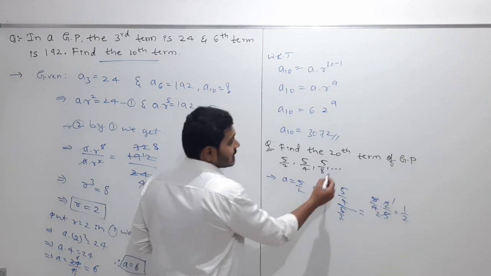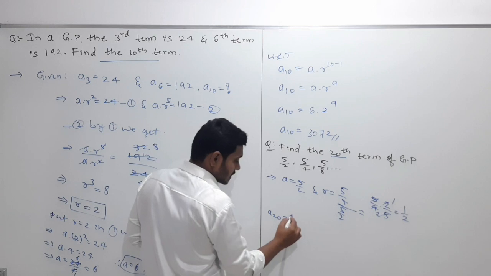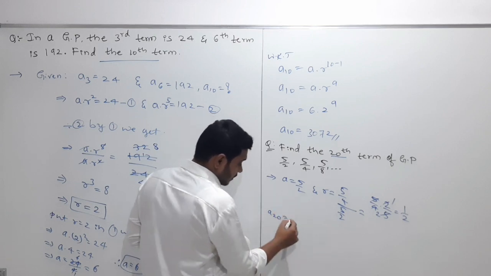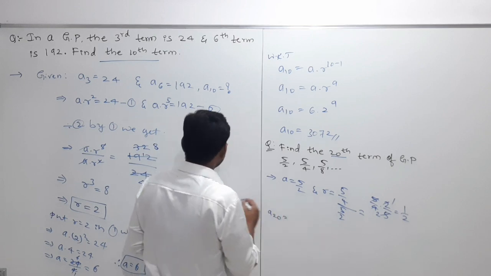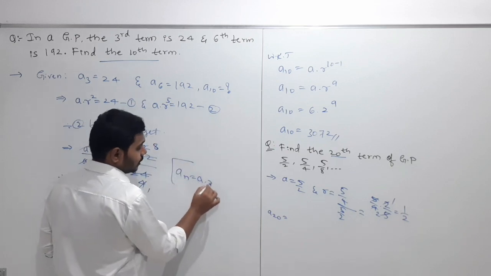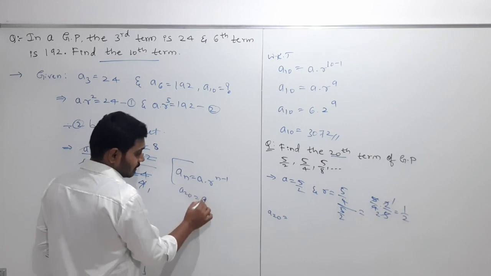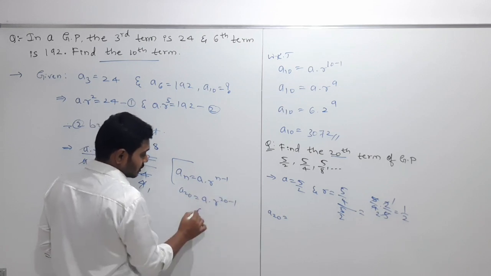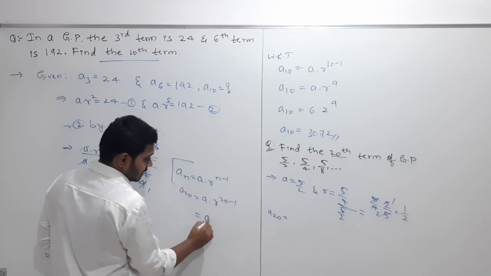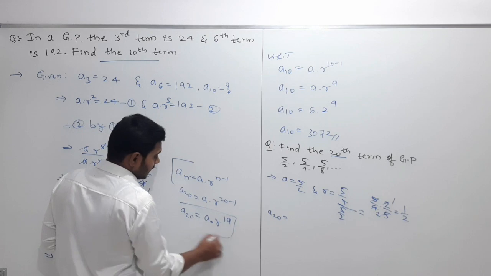So next, what they ask, my dear students, is to find the 20th term. So what is the 20th term? What is the formula we have? A20 is equal to, the formula I just told you. An is equal to A into R to the power n minus 1. Like that we should calculate the 20th term. So A into R to the power 20 minus 1, which is equal to A into R to the power 19. So this is the 20th term.